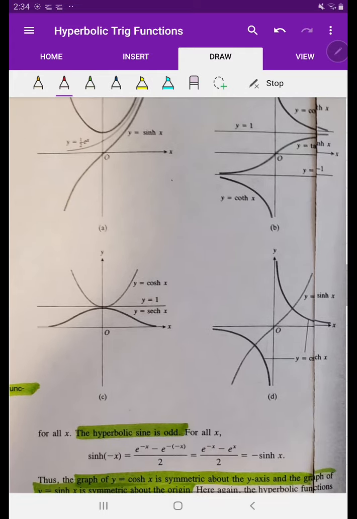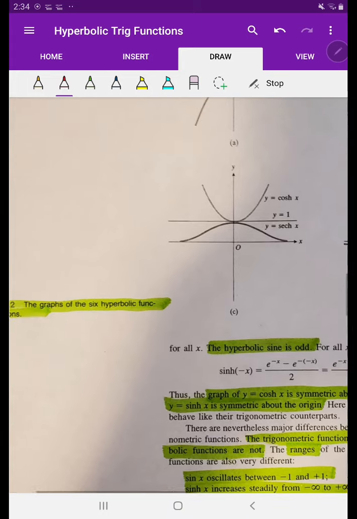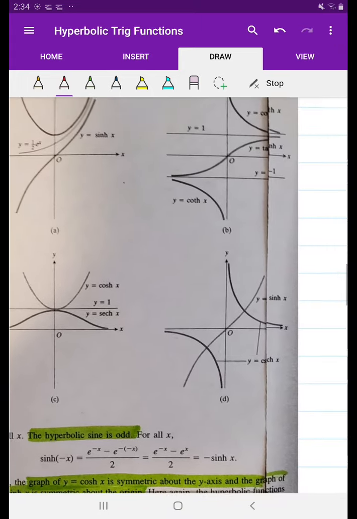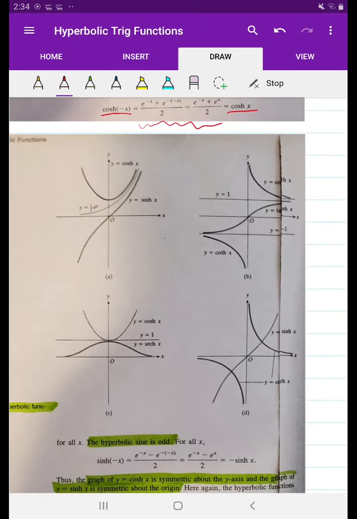So we've got these graphs here, and these graphs just show the graphs of the 6 hyperbolic trig functions. So we've got y equals cosh x, which looks like this parabola right here. Just highlight that. And then y equals sinh x, which looks like maybe this cubic function here. So you can see how cosh is an even function and sinh is an odd function.